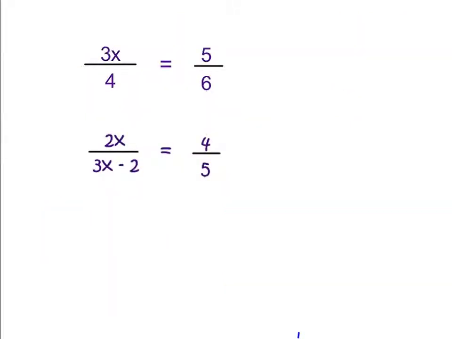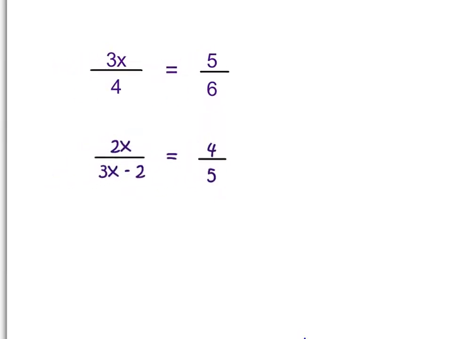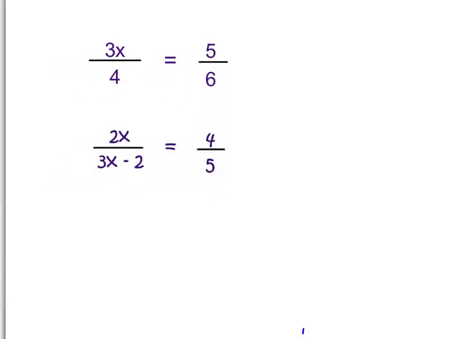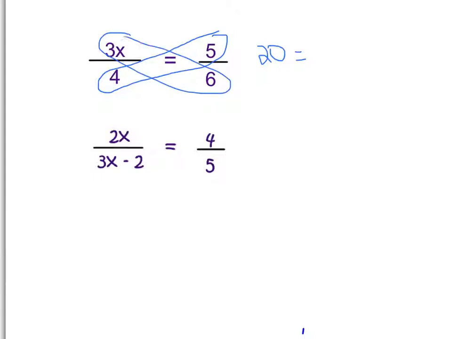So these problems are pretty simple, less complicated than what we were doing with the fraction coefficients. We're going to multiply. 4 times 5 is 20. And I hope you paused and tried these on your own. And then 3x times 6 is 18x.